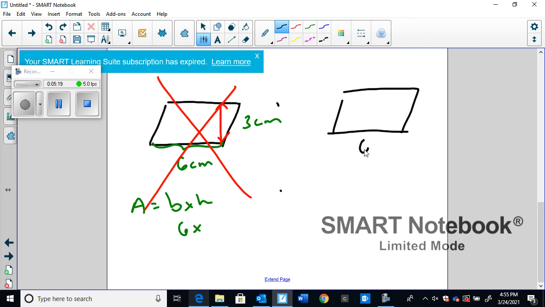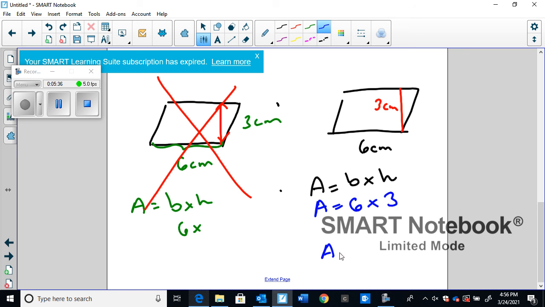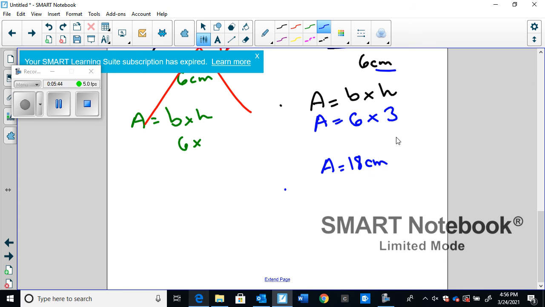But if I give you this parallelogram and I say this is 6 centimeters, and this here in red is 3 centimeters, now I can plug those numbers into my formula. So area of a parallelogram is base times height. My base is 6 times my height is 3. So my area is going to be 18. And then because our units are both in centimeters, my unit has to also be in centimeters. And then for area, we use squared. If it was 18 centimeters, it's a length. If it's centimeters squared, it means that it's an area. Okay, that's how we would calculate the area of a parallelogram.